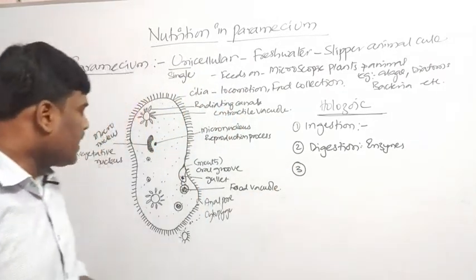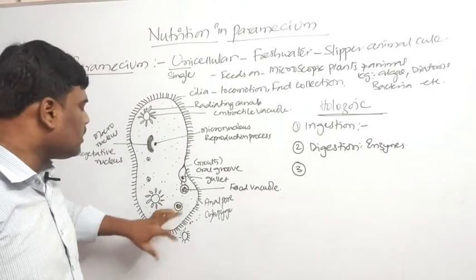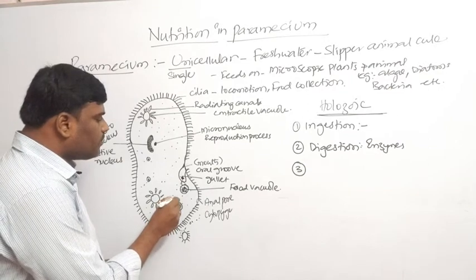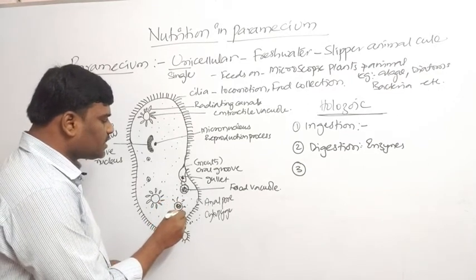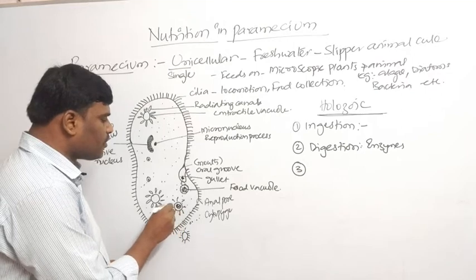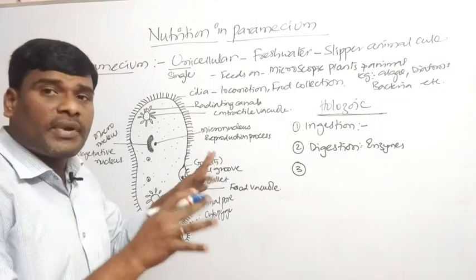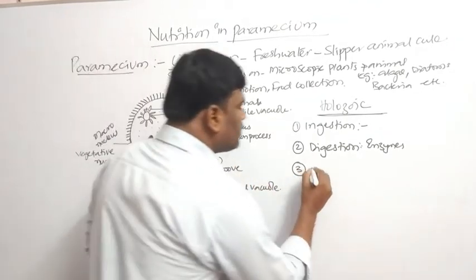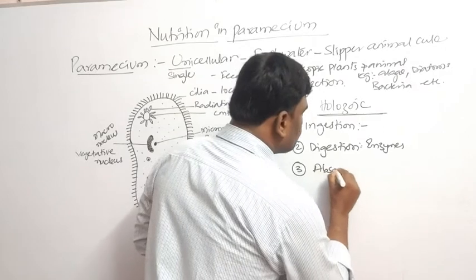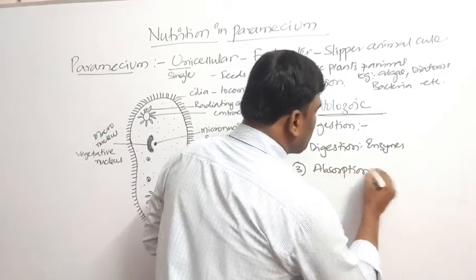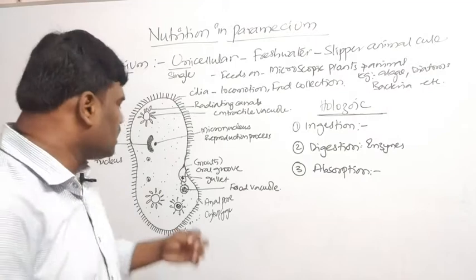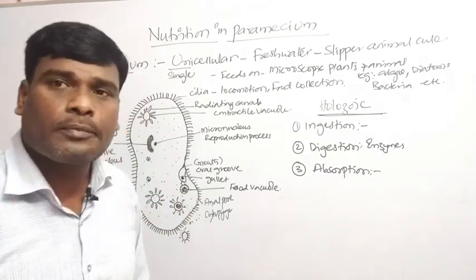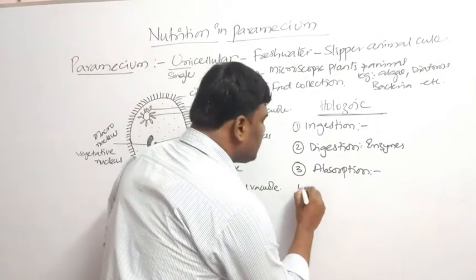And next, the third one is absorption. When the food vacuole gets digested, the digested food particles will be absorbed by the cytoplasm. By the process of diffusion, it spreads in all directions throughout the cytoplasm. So the third stage is absorption. And next, the fourth one is assimilation.